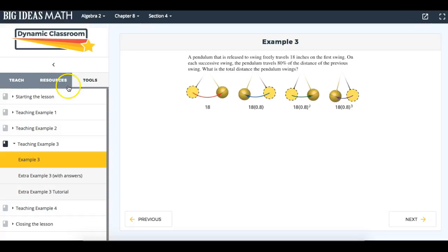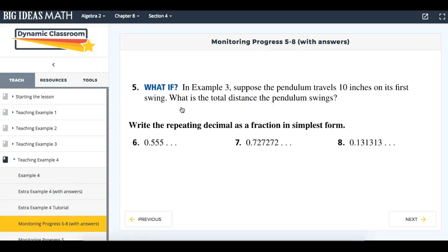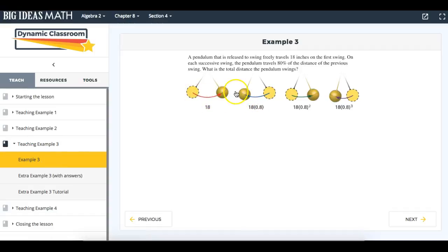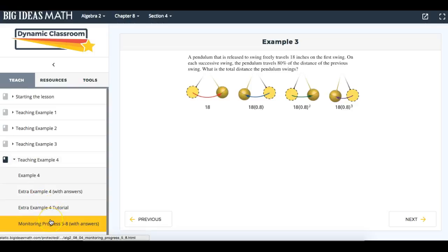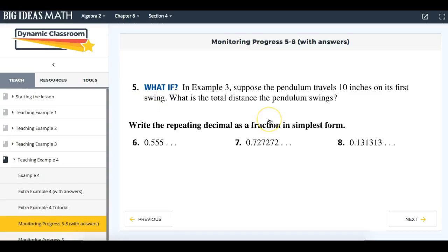Now, what I want you guys to do is two things. The first thing is to look at this next problem. Let's say we did that exact same problem, and the only thing we changed is the distance that the pendulum travels on its first swing. So suppose the pendulum travels 10 inches. Remember, in example 3, it traveled 18 inches at first. But in this example, it's going 10 inches. So remember, you can go back and look at the notes I'm putting up right here. But I want you to answer this problem: suppose it traveled 10 inches on its first swing. So instead of 18, it's going 10. Go ahead and answer that in the first text box that pops up.